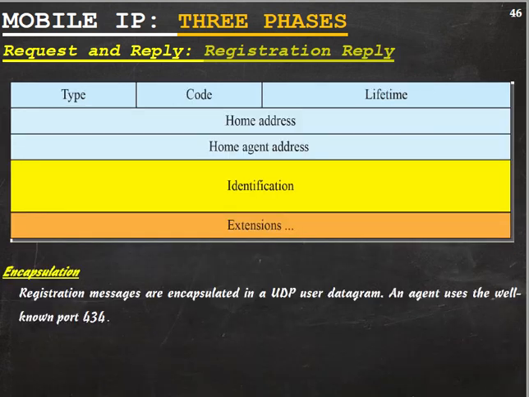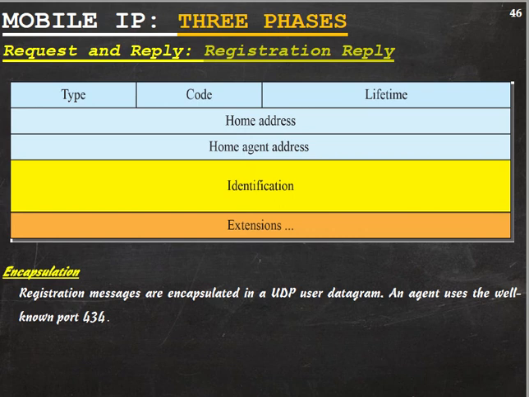Next one is registration reply. A registration reply is sent from a home agent to a foreign agent and then a reply to the mobile host. So it will be from home agent to the foreign agent and then reply to the mobile host. The reply confirms or denies the registration request. So it can do either, it can confirm or it can deny.